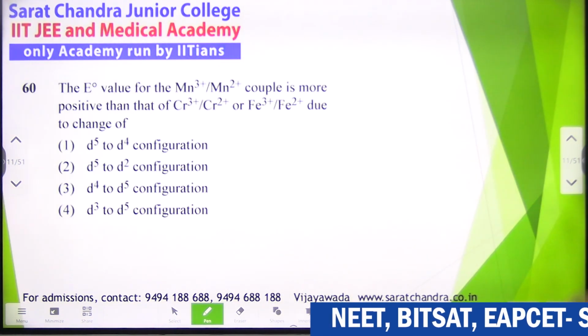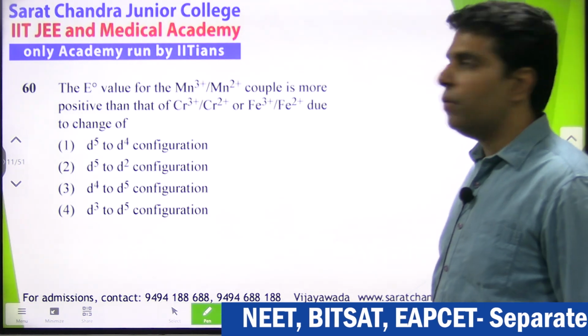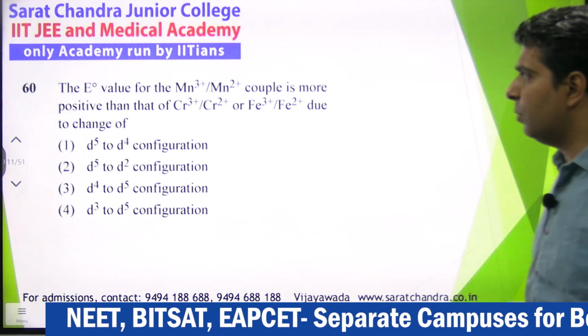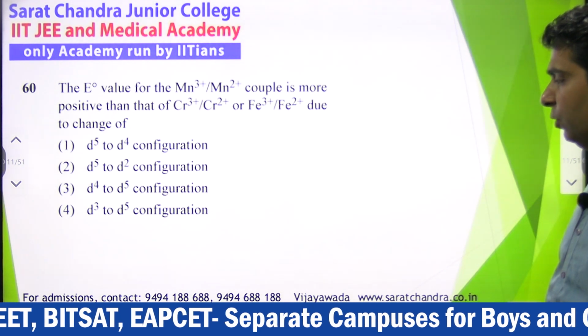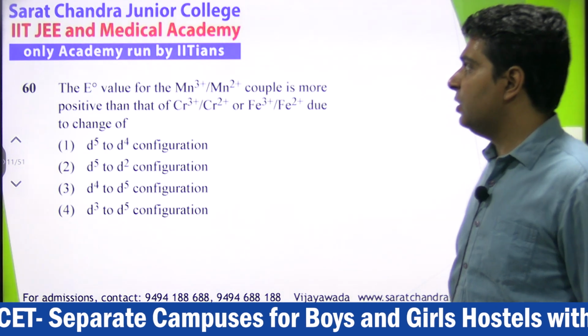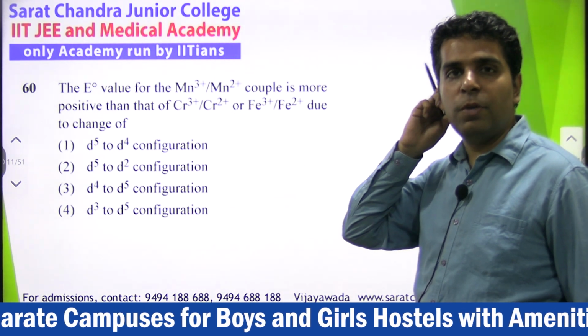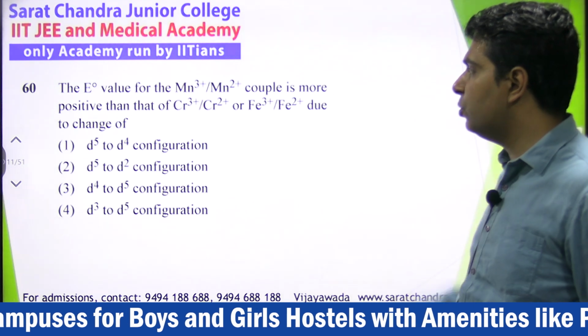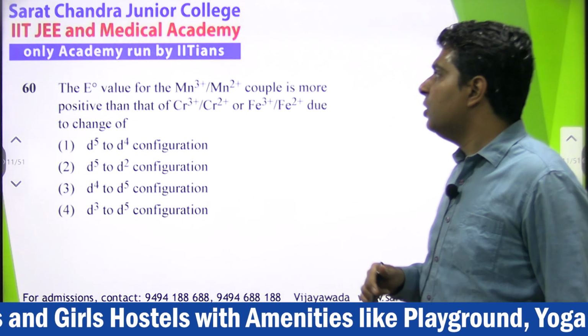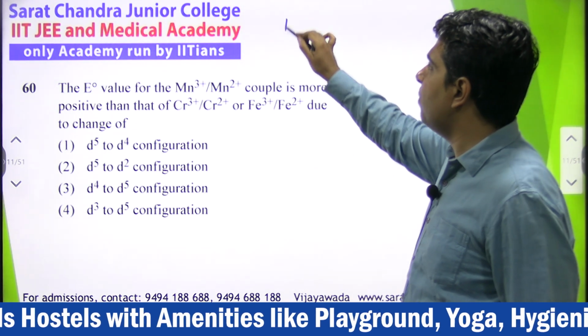Next question. The E0 value of Mn+3 to Mn+2 couple is more positive than that for Cr+3 to Cr+2 or Fe+3 to Fe+2 due to change of. So what is this? It is saying that the reduction potential of manganese +3 to +2 is more than chromium +3 to +2 or Fe +3 to +2. This is because of the electronic configuration of manganese.